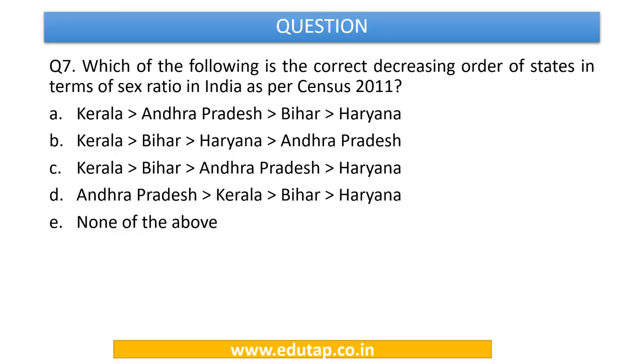Which of the following is the correct decreasing order of states in terms of sex ratio in India as per census 2011? Options are: Kerala, Andhra Pradesh, Bihar, Haryana. Kerala, Bihar, Haryana, Andhra Pradesh. Kerala, Bihar, Andhra Pradesh, Haryana. Andhra Pradesh, Kerala, Bihar, Haryana, or none of the above.